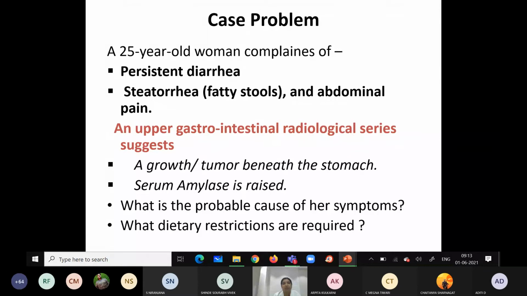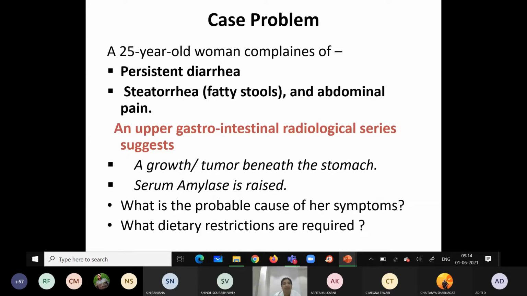After reading this case problem, you will have a question: what is the probable cause of her symptoms, and what dietary restrictions are needed for such a patient? Now, what is the probable cause? One probable cause, as I told, may be a pancreatic problem. The second may be bile salts, jaundice or a liver problem, right? Both deal with the digestion of fat. If fat is not digested, there is foul smelling, bulky fecal matter containing fat, called steatorrhea, which will be the main complaint.